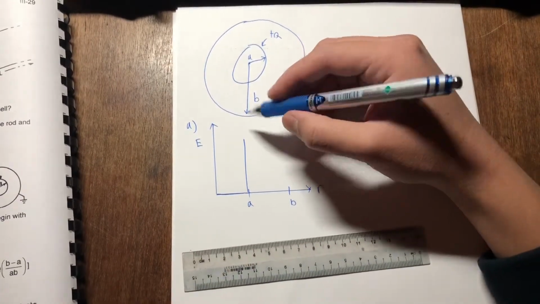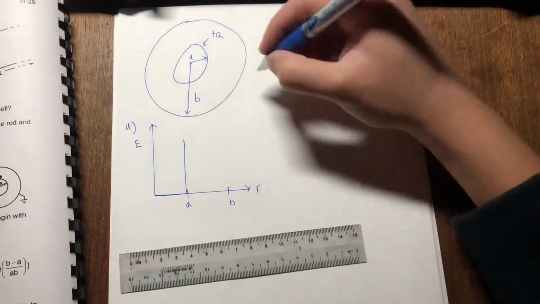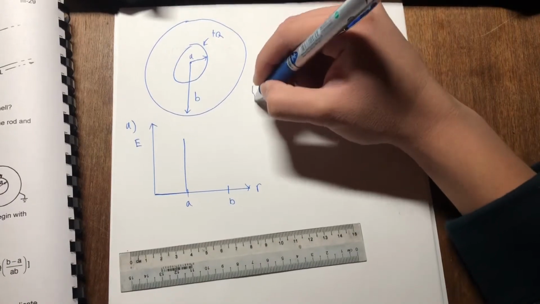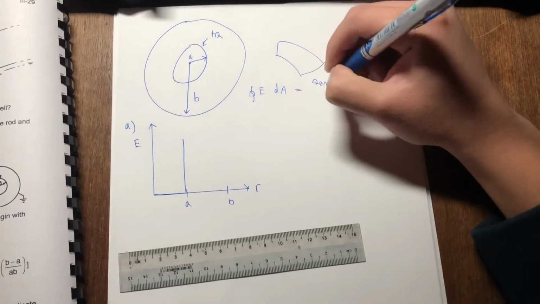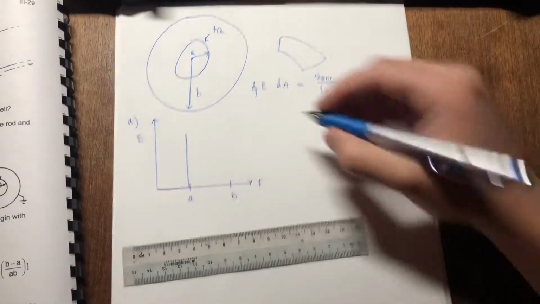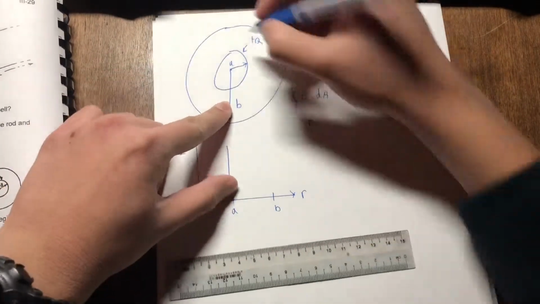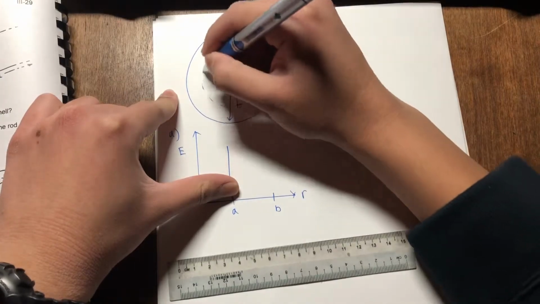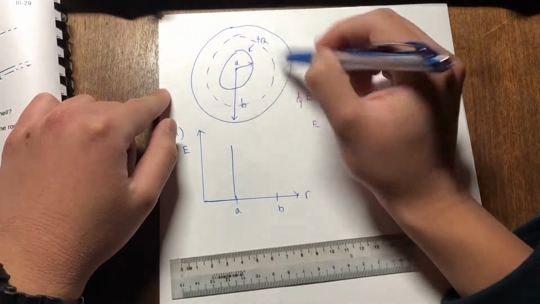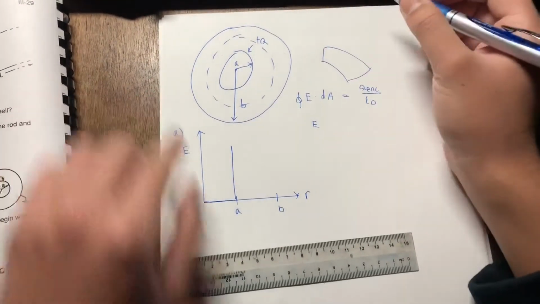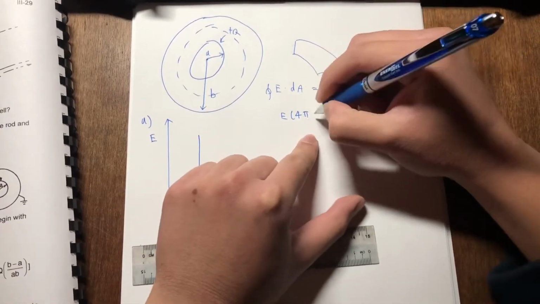And then from A to B, we want to know what this relationship is. So let's try and figure that out. Let's start with Gauss's law. Surface integral E dot dA equals charge enclosed over epsilon. So if we're talking about between A and B, we're talking about where this dotted line is. This is the area that we're concerned with. That means I want to set up my Gaussian surface, and I'm going to use a sphere. And the surface area of a sphere is 4 pi r squared.